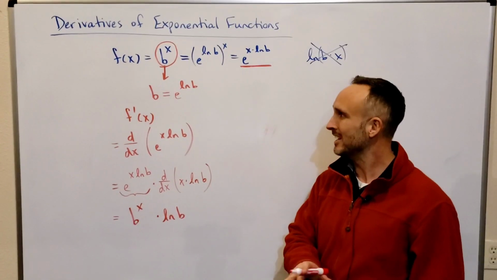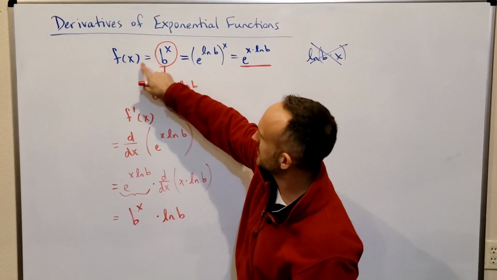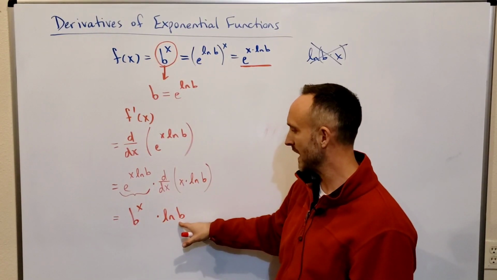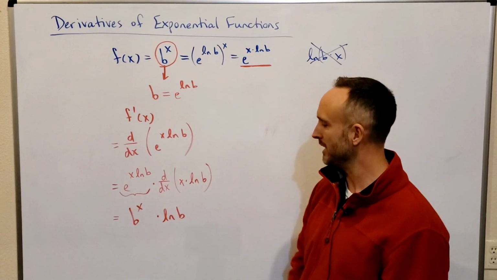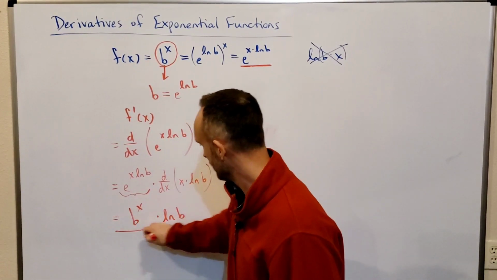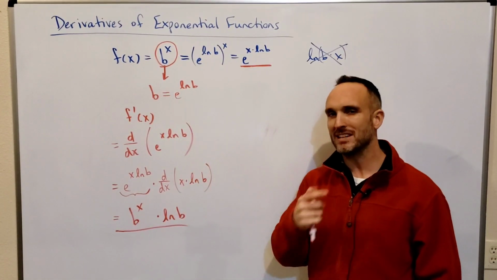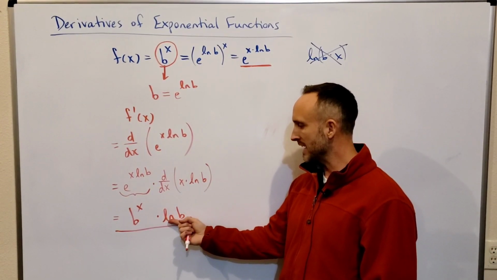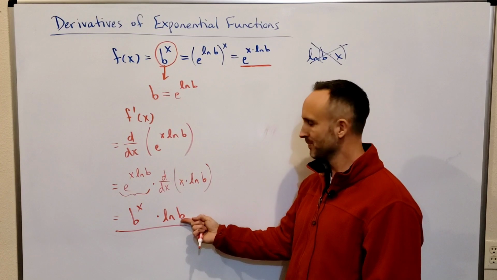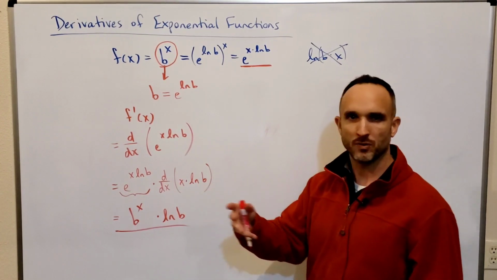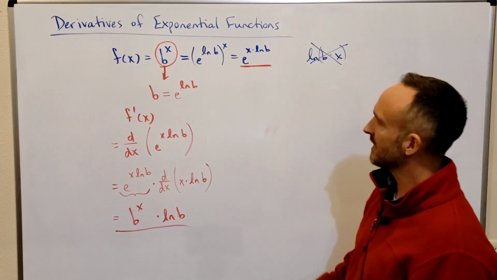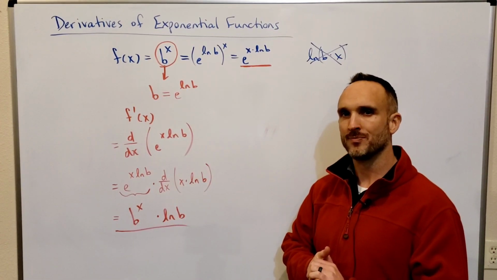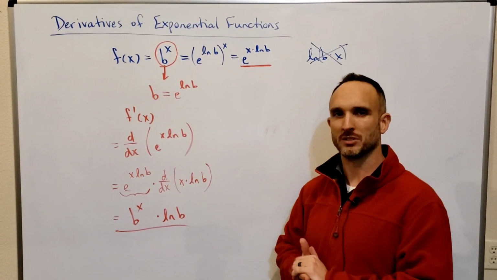And so what we've seen here is if we differentiate this function b to the x, we get b to the x times this factor natural log of b. You can also see now why the base has to be positive, because you can only take natural logs of positive numbers. So without that, the thing would fall apart, okay? So that's the derivative of all the exponential functions with positive bases, besides just the natural exponential function.